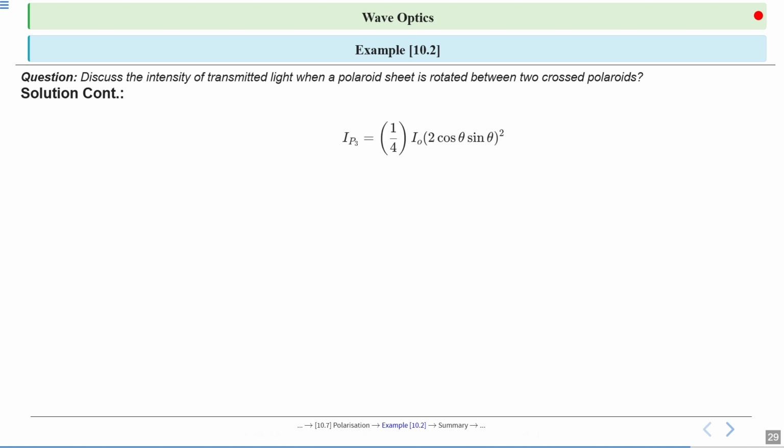Okay, now let's look at the equation again. Now we can simplify the equation to I_P3 equals I naught upon 4 multiplied by sin square 2 theta. Sine 2 theta is equal to 2 sine theta cos theta, so we have written sine 2 theta in place of 2 sine theta cos theta. So it will become sine square 2 theta. This shows us the intensity is proportional to the square of the sine of twice the angle.